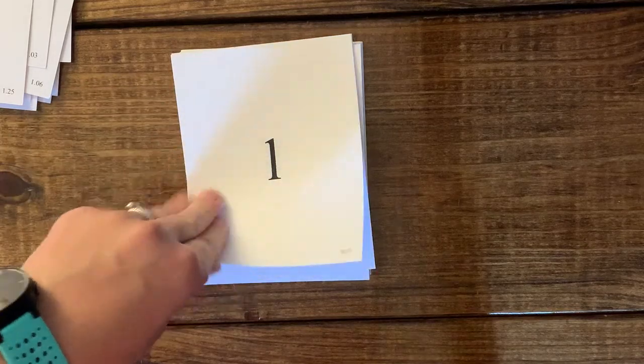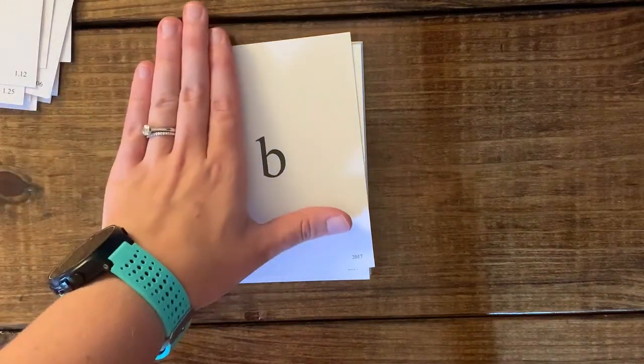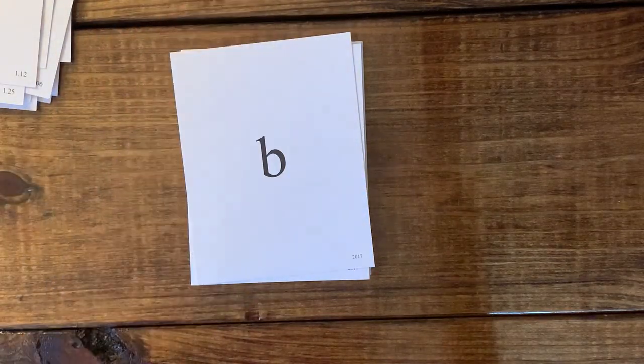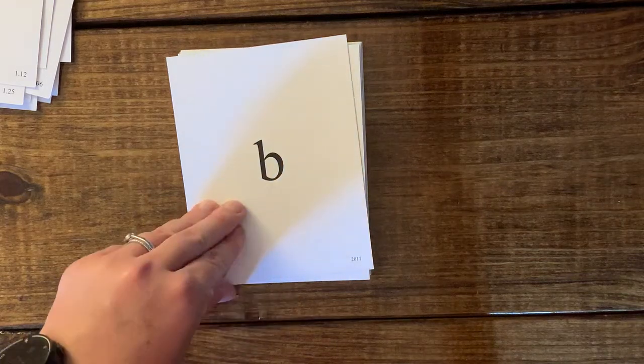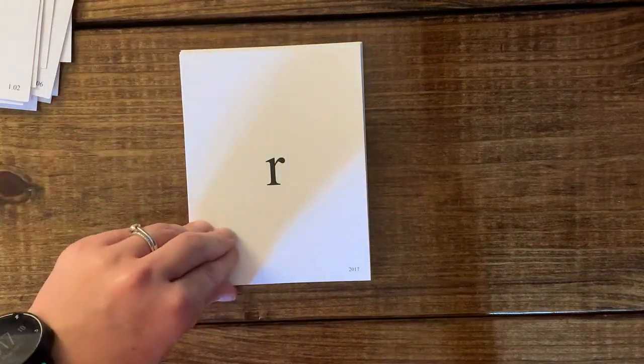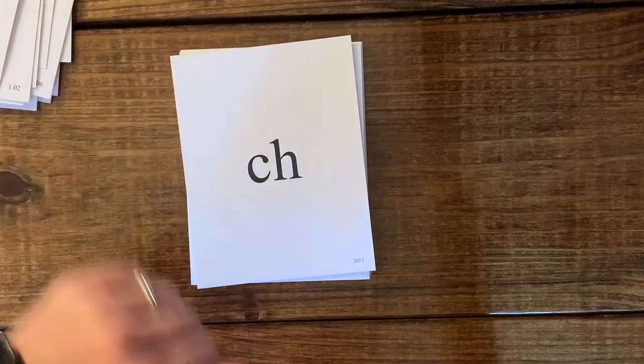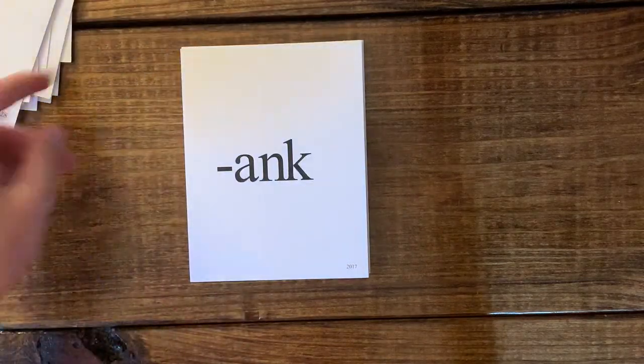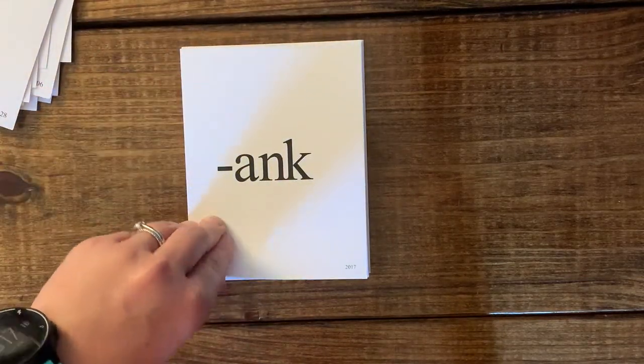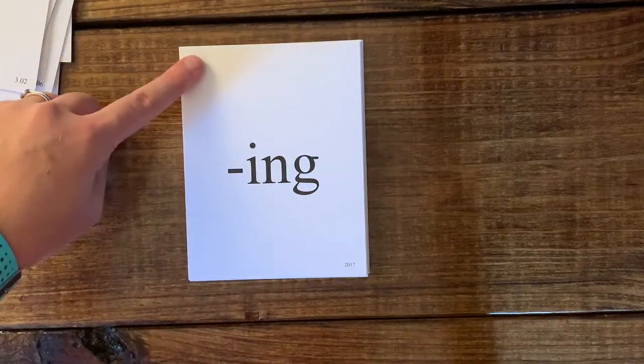L. I'm going to use my B checker. Oh, I see that bubble. It's a B, so it says B. R. Ch. Like chair, ink, ing.